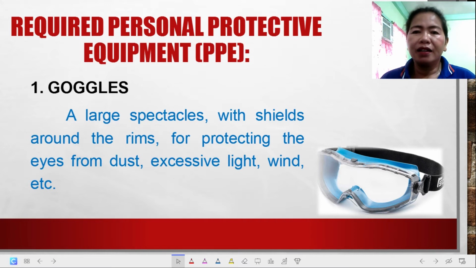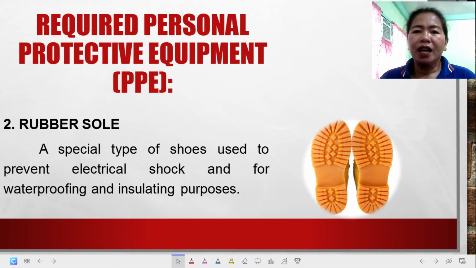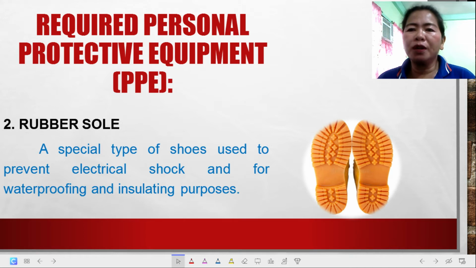Next is rubber sole. A shoe with a rubber sole. Special type of shoes used to prevent electrical shock and for waterproofing and insulating purposes. So the image that I have shown is an example of a shoe with a rubber sole. So that's what we call shoes with rubber sole.